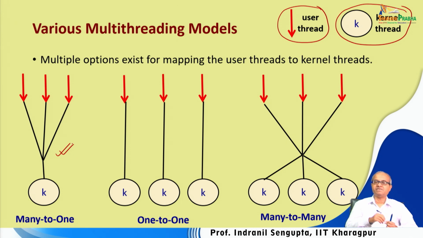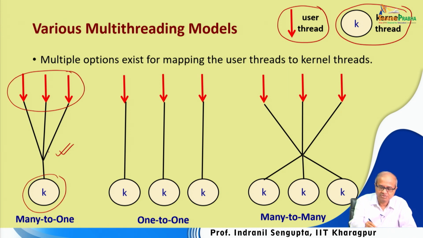many to one diagram says that you have a single kernel thread running. That means it is like a normal process scheduling, one process at a time, I mean one thread at a time. So, if there are multiple user threads and one kernel thread, one of the threads can be scheduled to run at a given time. So, this is very similar to traditional process scheduling.